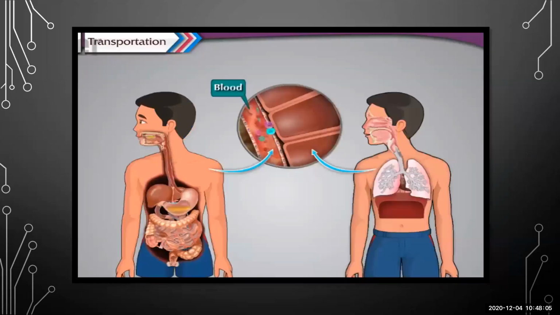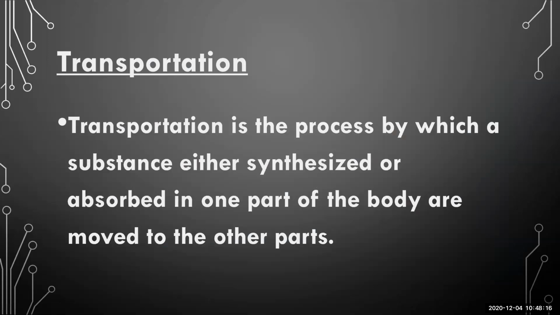You can see in this picture that the inhaled oxygen and the digested food have been mixed with the blood and transported to each and every part of the body. So transportation is the process by which a substance, either synthesized or absorbed in one part of the body, is moved to the other parts.